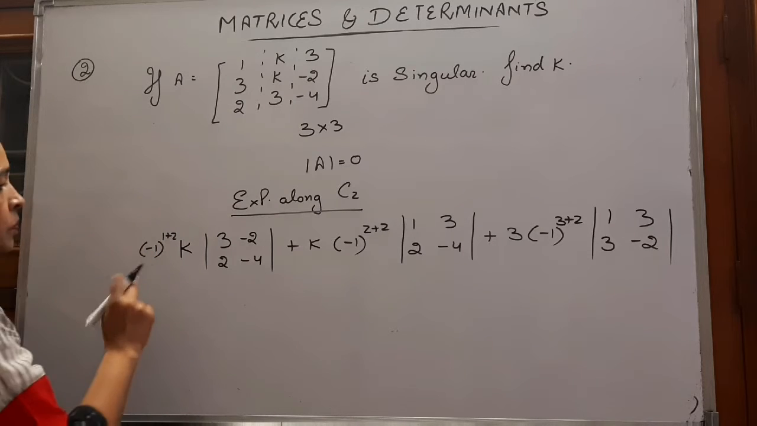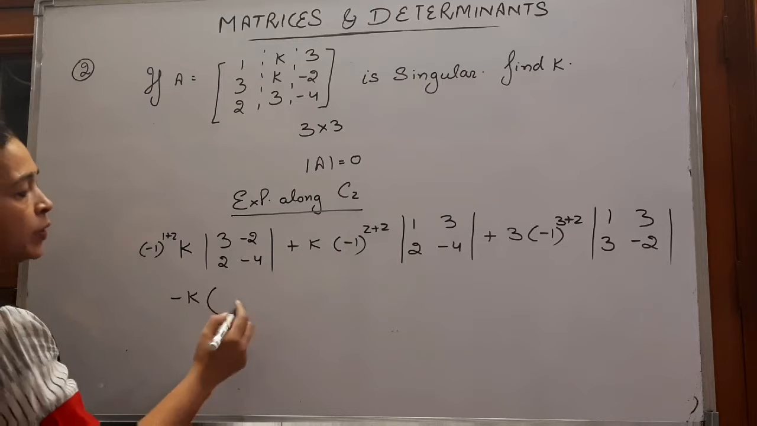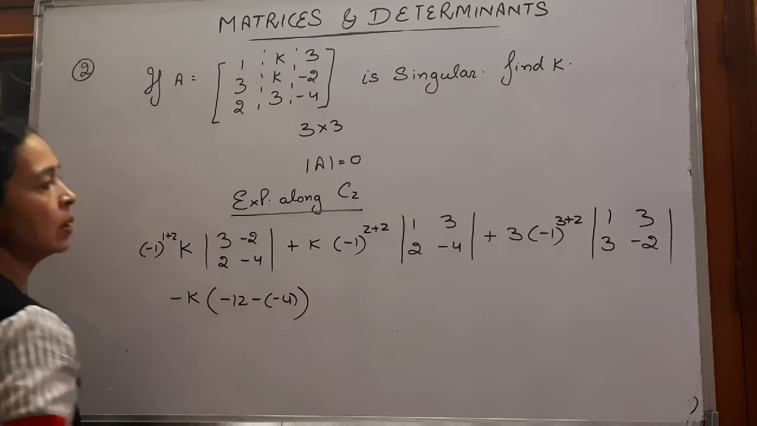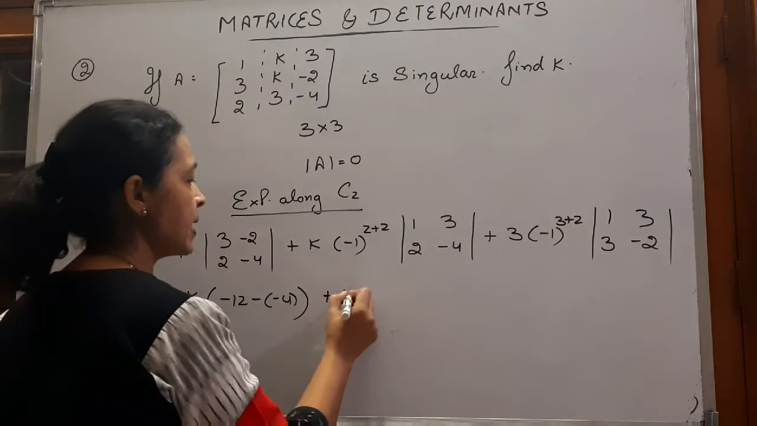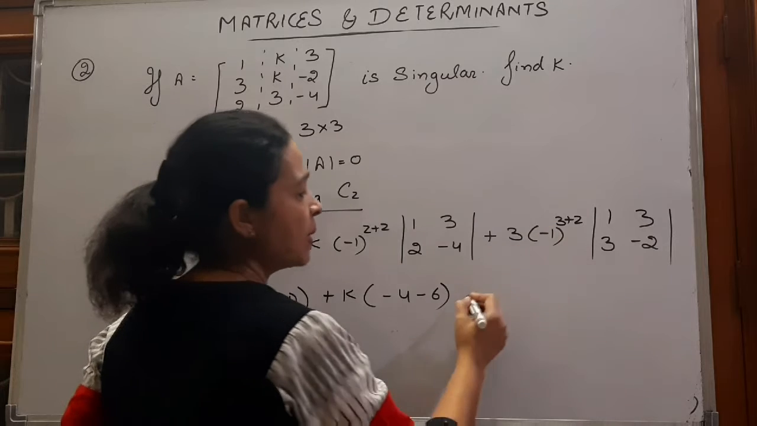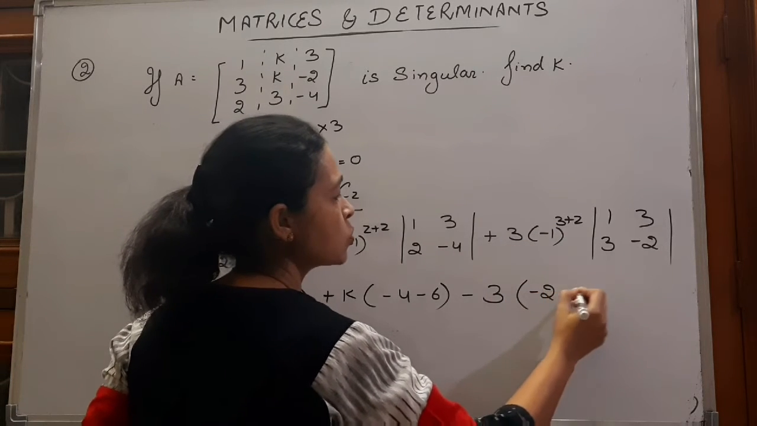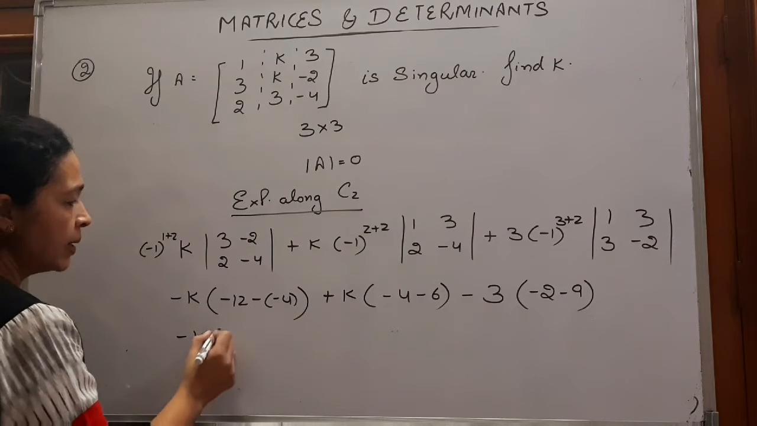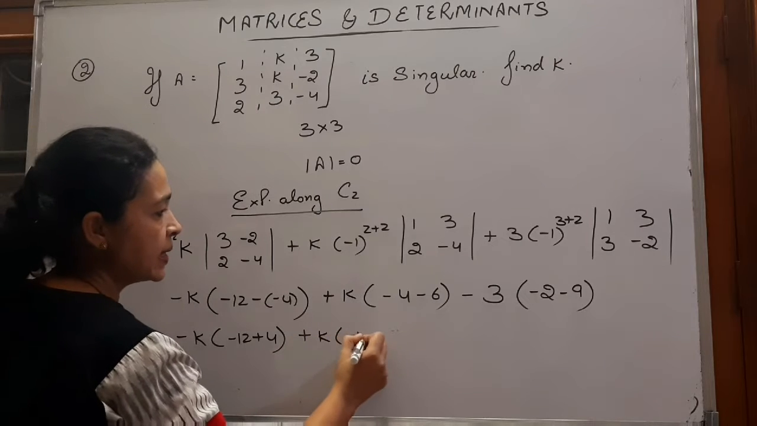Minus 1 to the power of 3 is minus 1. We will have minus k into minus 4 into 3, minus 12, minus 4. Minus 1 to the power of 4 is plus 1. Plus k into minus 4, minus 6. Minus 1 to the power of 5 is minus 1. Minus 1 into 3, minus 3, minus 2, minus 9. Minus k into minus 12 plus 4, plus k into minus 10.